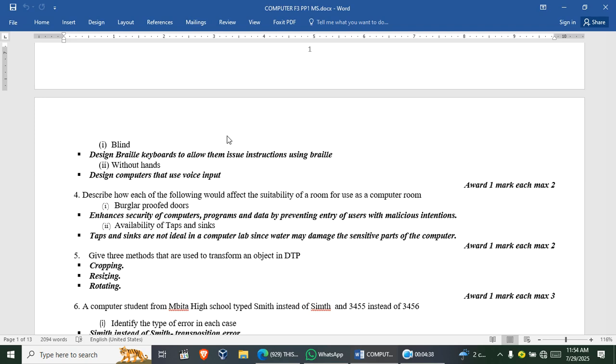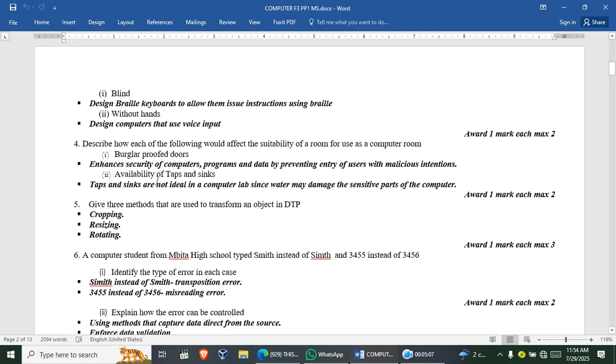Question number 5. Give 3 methods that are used to transform an object in DTP. When you talk about transformation, you can talk about whether the object has been rotated, flipped, resized or cropped. So basically we have cropping. This is cutting unwanted parts. We have resizing. This is decreasing or increasing the size. We have rotation. This is change of the degrees in which the object is inclined.